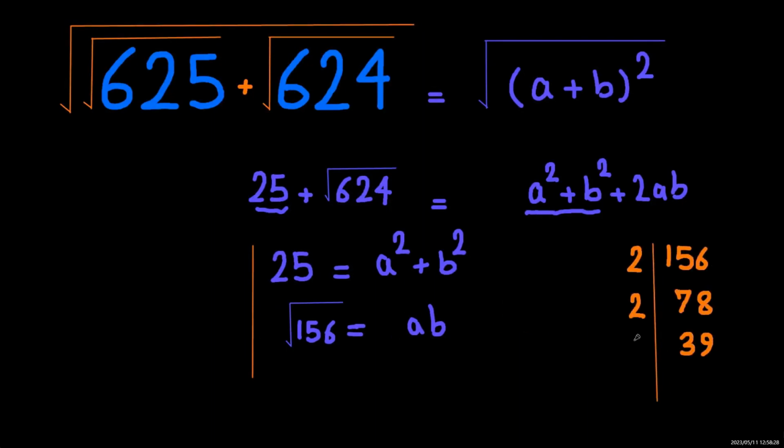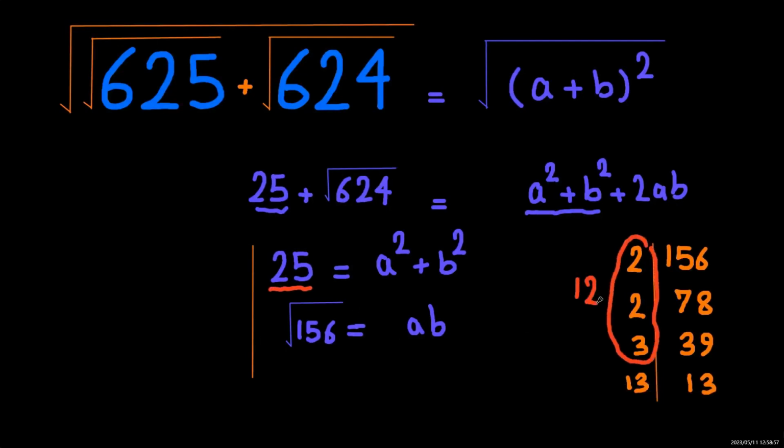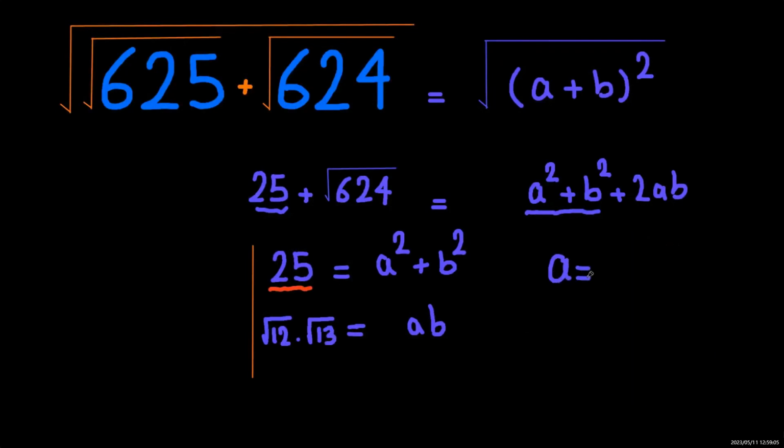So this is the most important part of the question. You see that we have the prime factorization of 156. Now we want the product of two of these factors to become 156, and when we add them, they become 25. So what two numbers are like that? See, 2 times 2 times 3 is 12. Times 13 is 156. And when we add these two, they become 25.